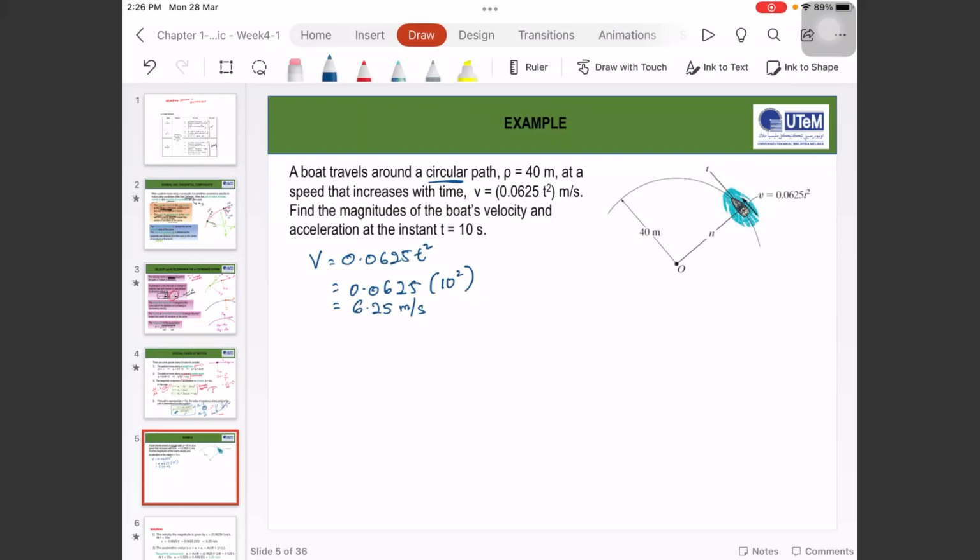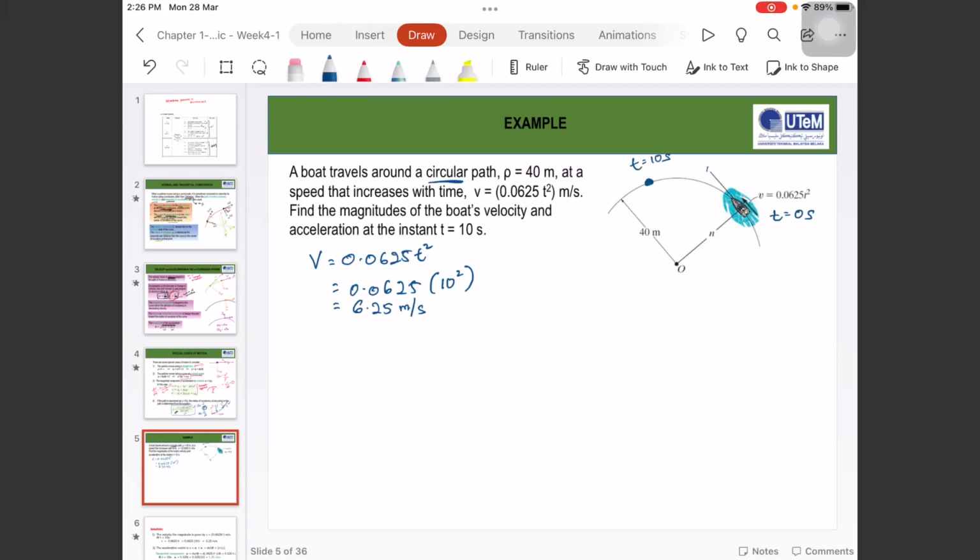Okay, and then what is the acceleration? Okay, let's say this is when t is equal to 0, and then it moves to here. Let's say this is when t is equal to 10 seconds. For example, it moves to there. So what is the acceleration at this point?